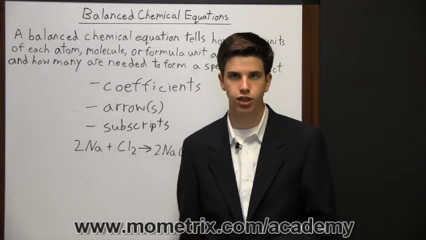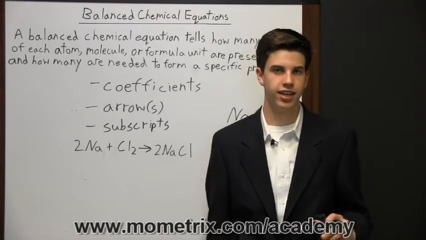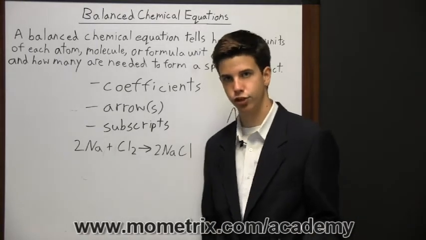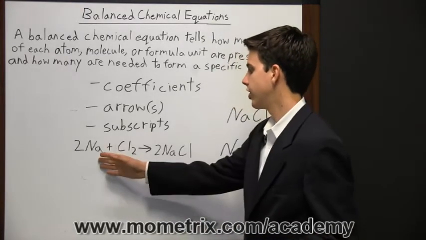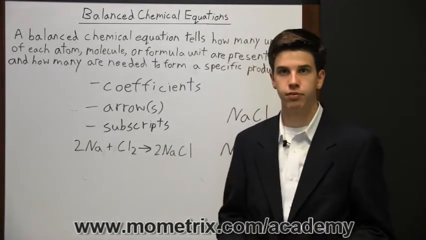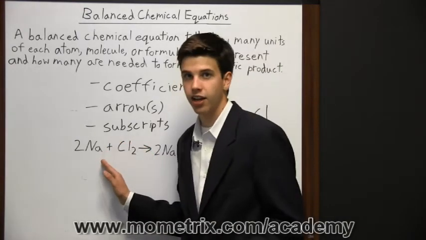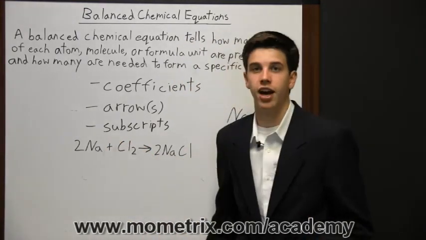Now, a balanced equation represents the law of conservation of mass, which states that in any chemical or physical change, matter cannot be created or destroyed. So if you were wondering why we have to have the same numbers of each atom on the left and right sides of the reaction arrow, it's because matter cannot be created or destroyed. So whatever is on the reactant side of the equation must somehow be factored into the product side of the equation.